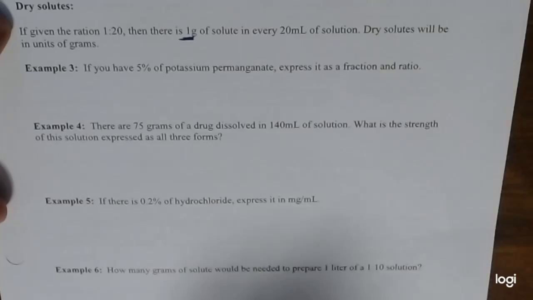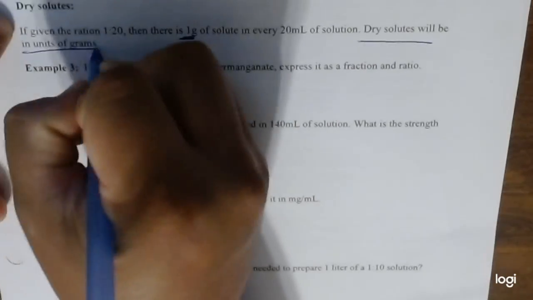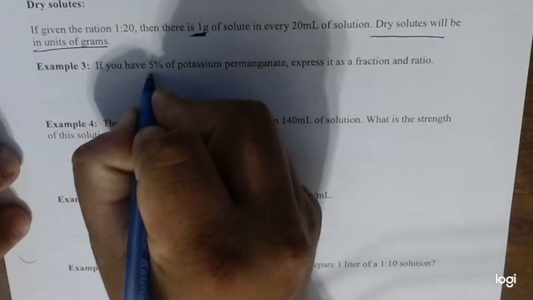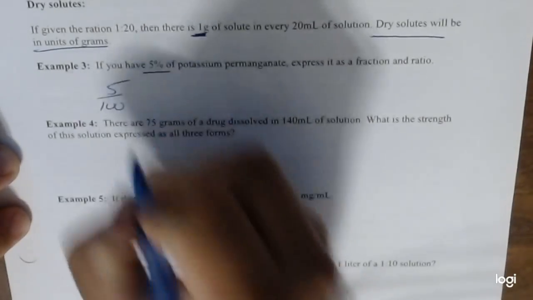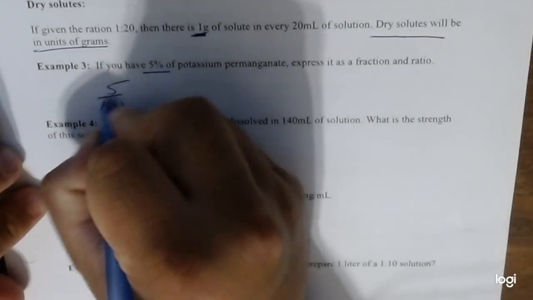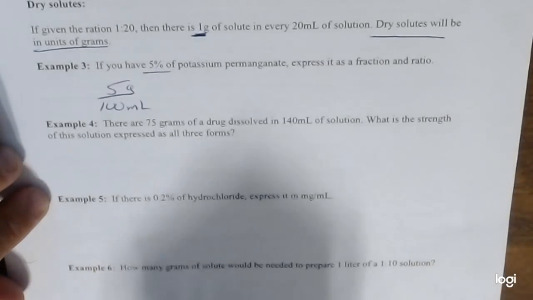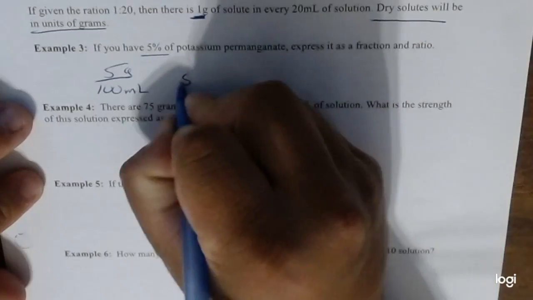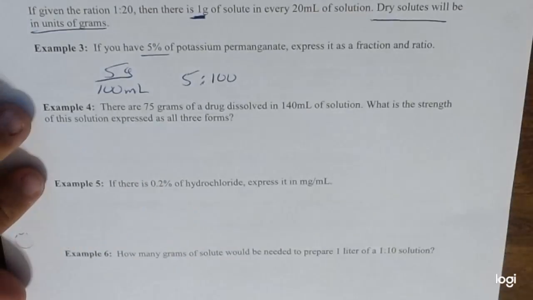Okay. So again, the key thing, I cannot stress this enough. Solutes, when it comes to dry drugs, is always in grams. So for example, if you have 5% potassium permanganate, express it as a fraction and ratio. Well, the fraction is, right, it's a percent, so it's 5 over 100. And now we put the units. So there are 5 grams for every 100 milliliters. Right, that's the fraction format. The ratio is 5 to 100.